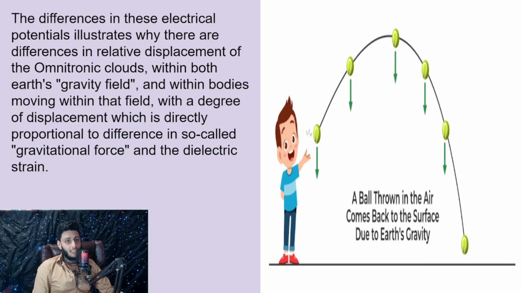The difference in these electrical potentials illustrates why there are differences in relative displacement of the omnitronic clouds within both Earth's gravity field and within bodies moving within the field, with a degree of displacement which is directly proportional to the difference in so-called gravitational force and the dielectric strain.